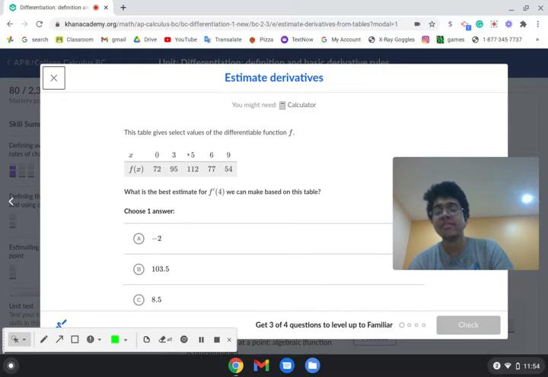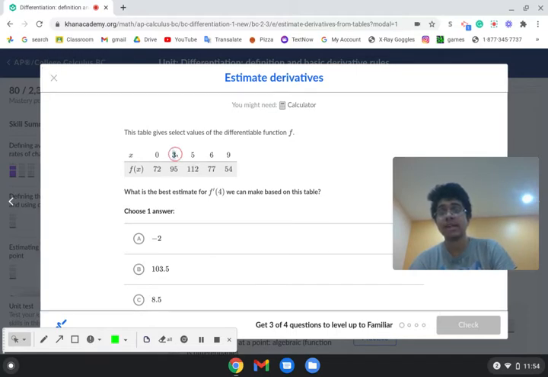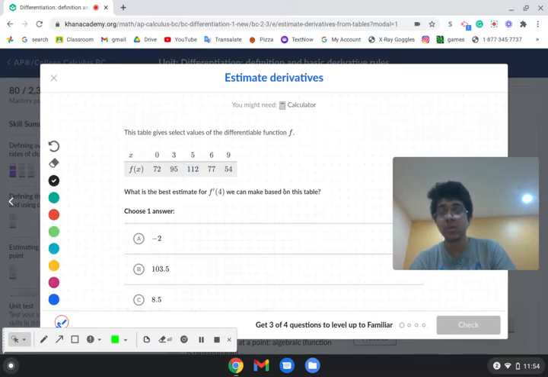And we know that a derivative is an instantaneous rate of change. So we have to find the rate of change at 4. So to do this, we have to find the slope from 3 to 5, because that would estimate what the rate of change is when x equals 4. So to find the slope when x is 3 and when x is 5, we would have to do y2 minus y1 all over x2 minus x1.